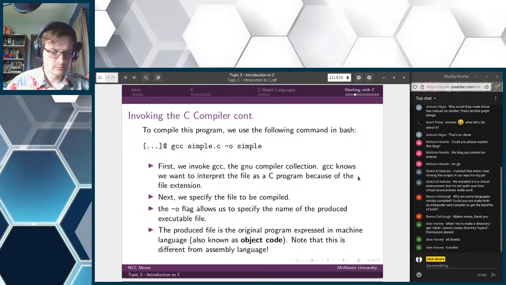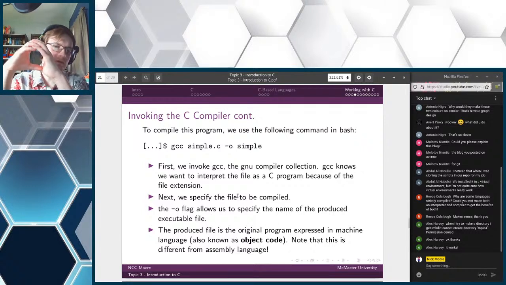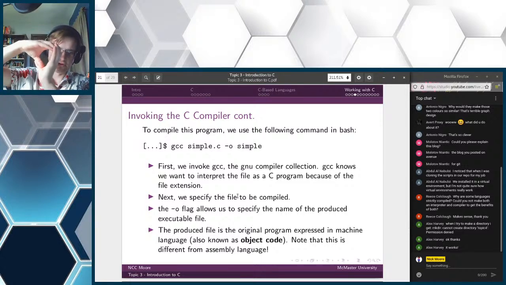Where are we here? First, we invoke GCC, the GNU Compiler Collection. GCC knows we want to interpret the file as a C program because of the file extension. So it's important that things have the correct file extension. Next, we specify the file to be compiled. This guy. The o flag allows us to specify the name of the produced executable file. Lowercase o is output, uppercase O is optimization. Use little o for now.